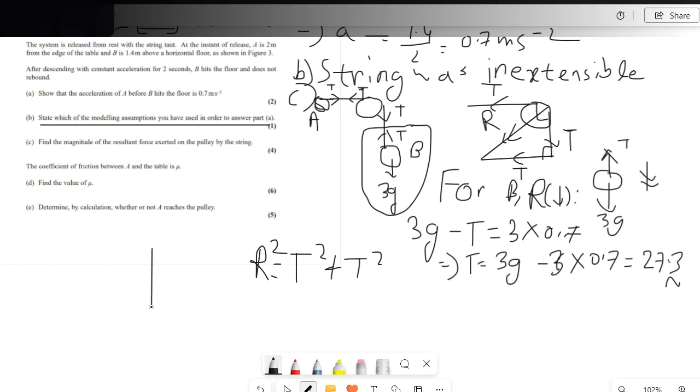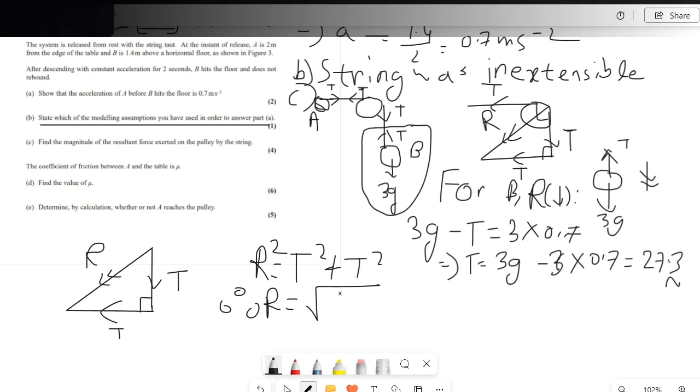And therefore using Pythagoras we can say that R squared is equal to T squared plus T squared. Just to illustrate, if this is tension and similarly this is also tension, and the angle between them is 90, therefore the resultant should be the hypotenuse of the right angle triangle. So therefore R is equal to root over T square plus T square, which is 2 multiplied with 27.3 whole square, which is also 38.6 newtons.